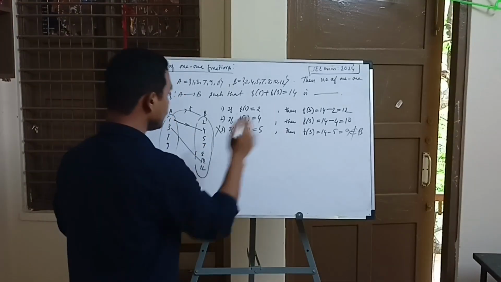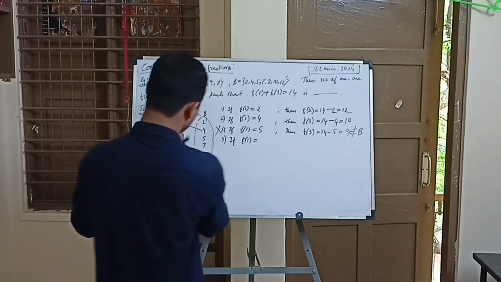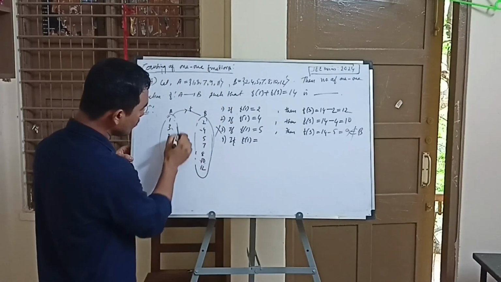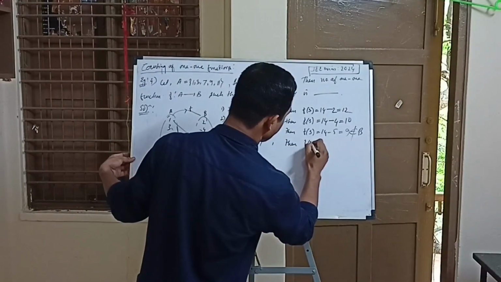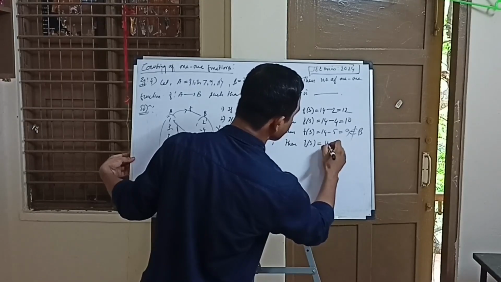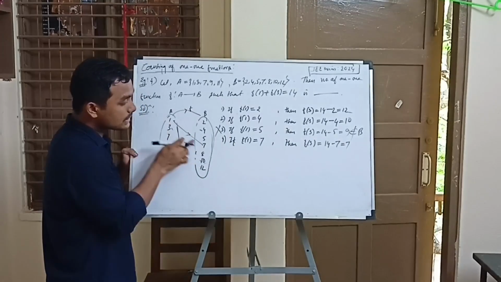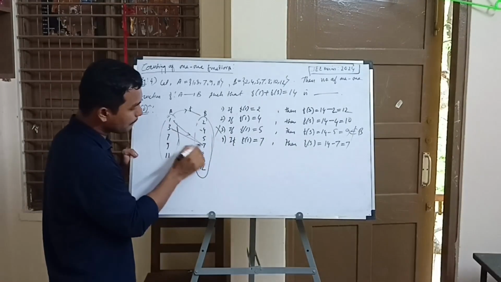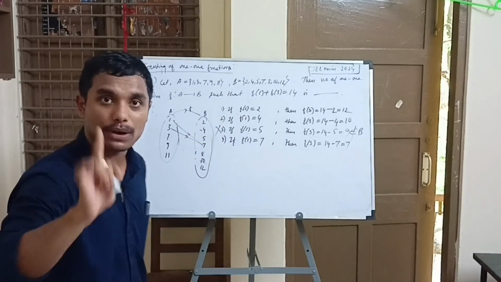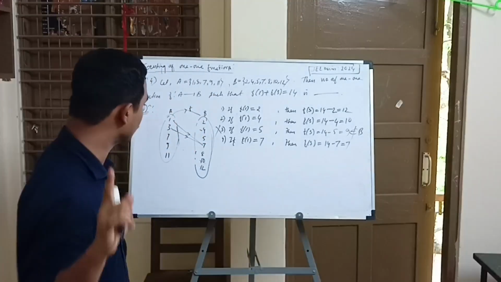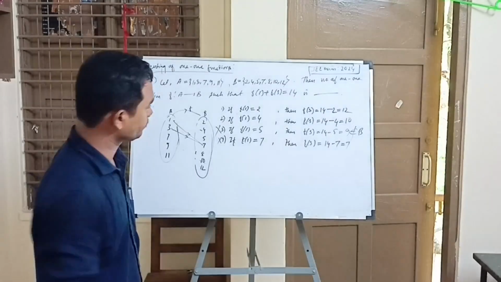This case is impossible, right? Next, the fourth case: if f of 1 is 7, then f of 3 will be what? 14 minus 7, it's 7. If f of 1 is 7, then f of 3 will be 7. This is not possible because f is one-one. We have to find the number of one-one functions. So f must be one-one, so this case is impossible. Correct?